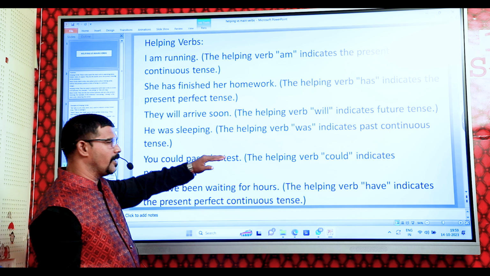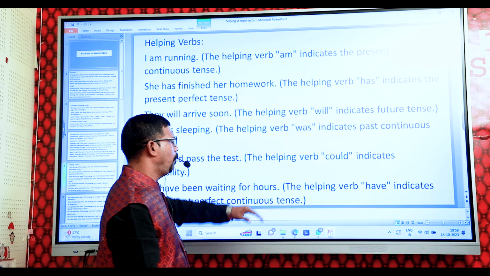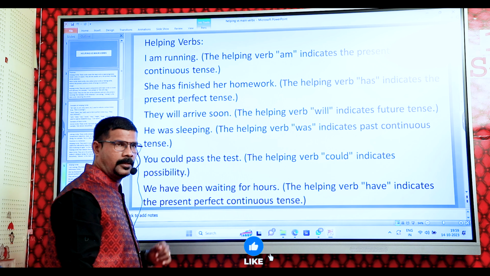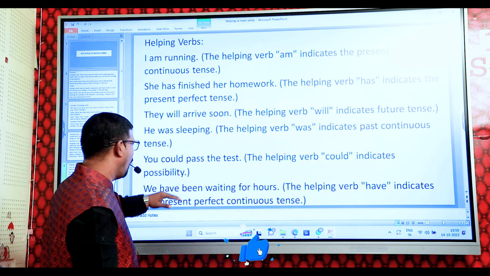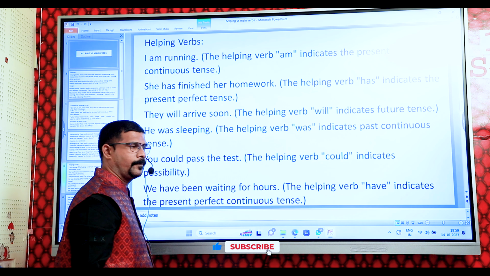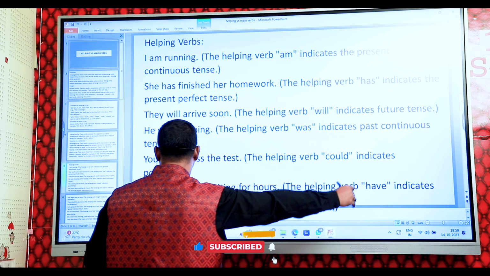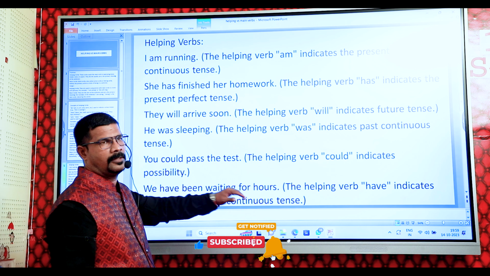You could pass the test. The helping verb could indicates possibility. We have been waiting for hours. The helping verb have indicates the present perfect continuous tense.